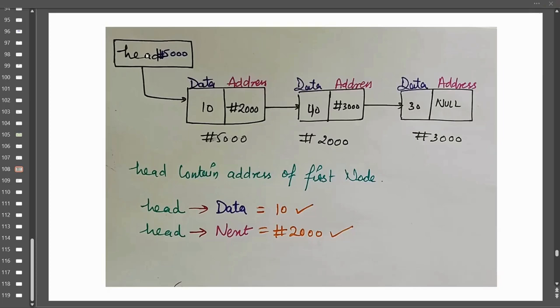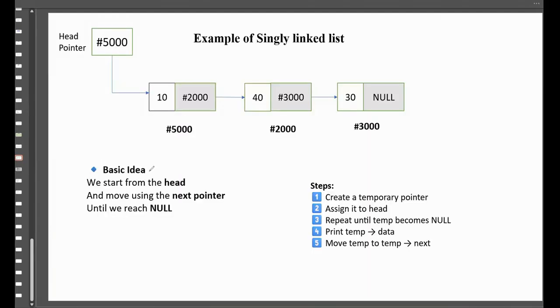This head contains the first node address. If you know the head address, that means all these nodes are connected with each other, so you just need to take care of this head only. This head is a pointer actually, where we store the address. Head contains the address of the first node. If I say head and the arrow operator: the arrow operator is what you use when you are working with a pointer and you want to fetch data from the address the pointer holds.